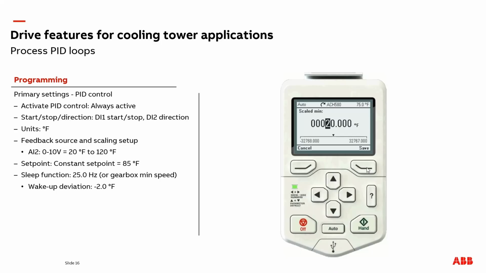I have a 20 degree to 120 degree immersion temperature sensor for 0 to 10 volts. That's now going to read about 70.6 degrees. That looks right. For my set point, I have the choices to do constant set point or change my set point source.